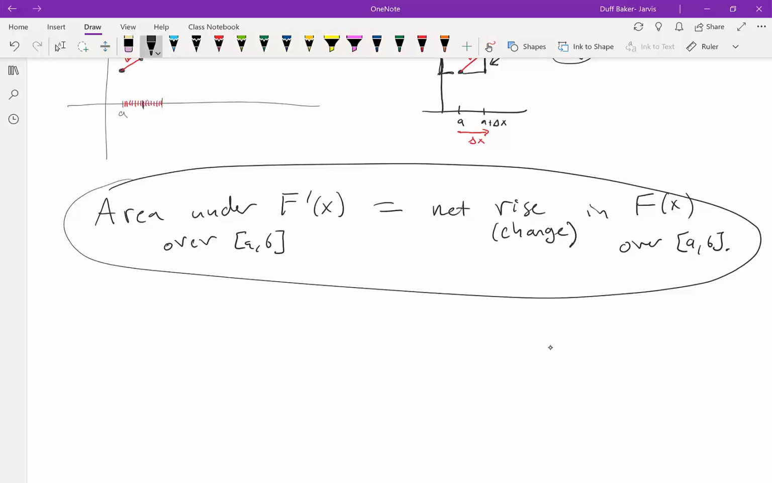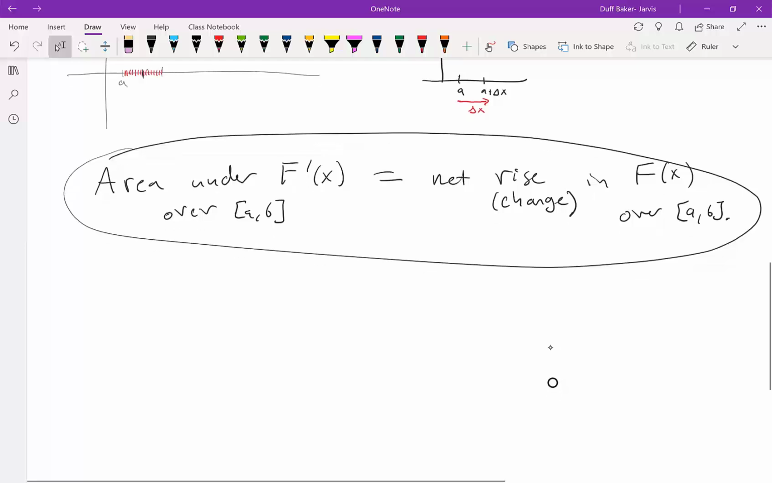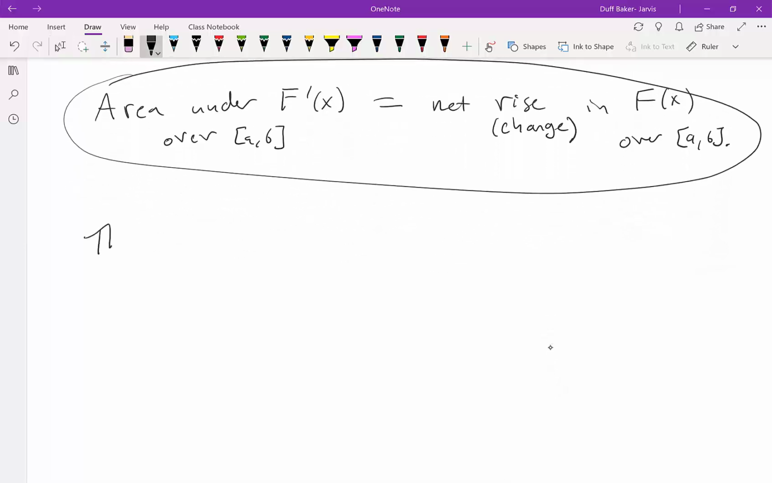And the details are quite involved. If you want to actually wade through the proof, it's in one of the videos I posted. But yeah, here's the technical version of the fundamental theorem of calculus.